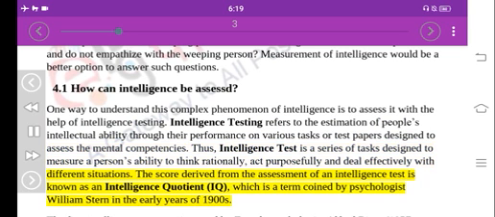The score derived from the assessment of an intelligence test is known as an intelligence quotient (IQ), which is a term coined by psychologist William Stern in the early years of the 1900s.